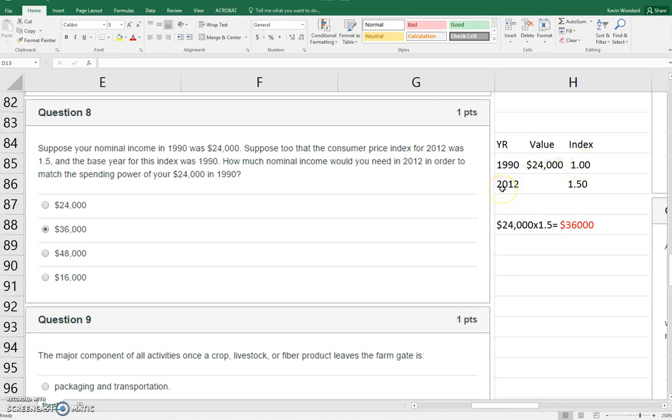So now we look at this number for 2012. If the index was then 1.5, we have to multiply that original number for the base year by that index. So we have 24,000 times 1.5. That gives us the 36,000.